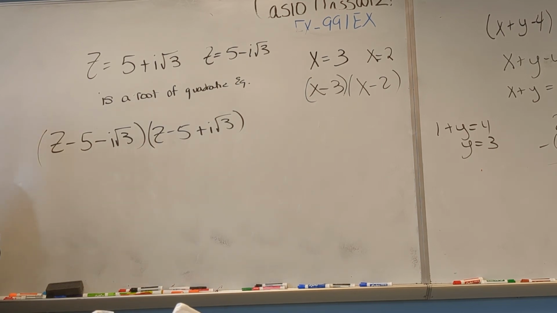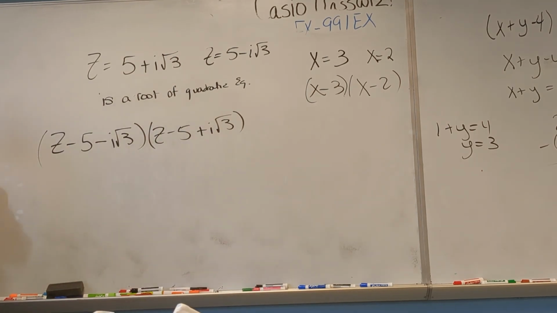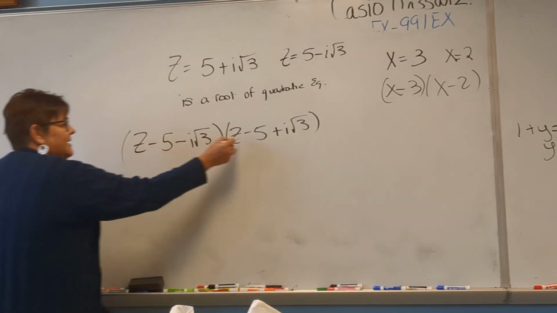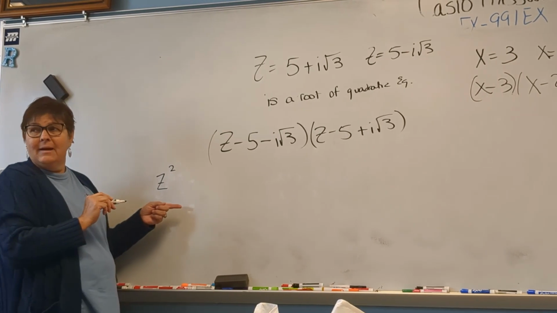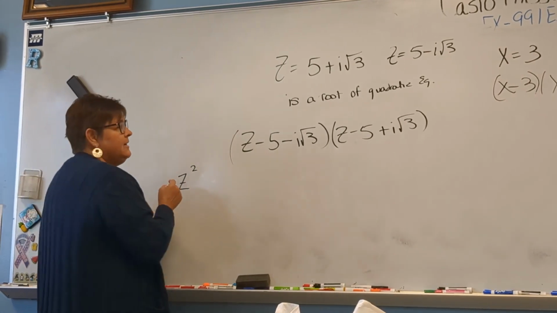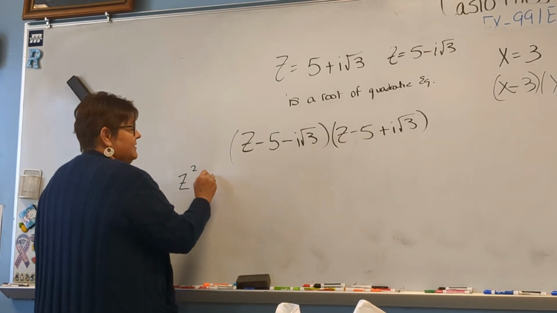Let's do it. So z times z is z squared. Do I need to do it out loud, or are you guys cool? You do it, I do it, and then we'll check. See how good my math is?